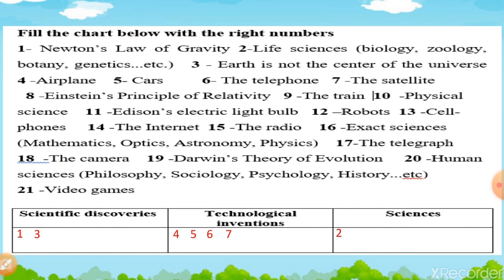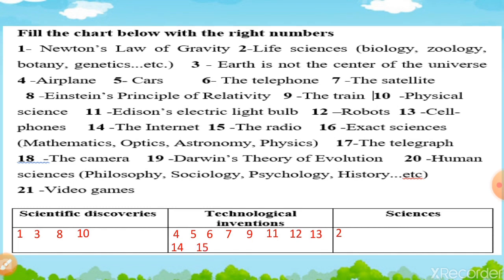Einstein's principles of relativity. Yes, very good. That's a scientific discovery. The train, yes, invention. Physical science, that's a scientific discovery. Edison's electric light bulb, yes, that's an invention. Robots, cell phones, also these are inventions. Internet, radio, again, they are still inventions.